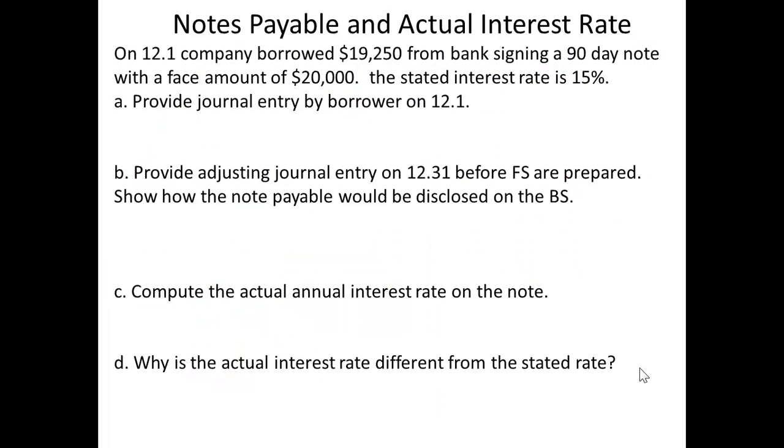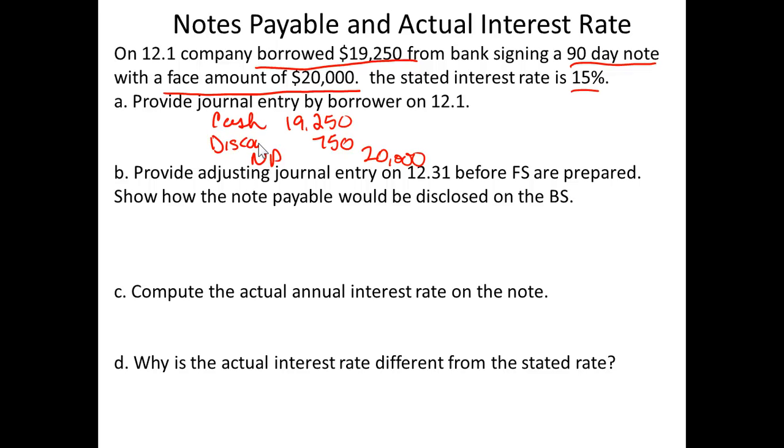Well, let's take a look at one more problem. Here we have a note, and notice we have a face of the note of $20,000, but we're only receiving $19,250 for a 90-day note at 15%. So when I borrow the money, I receive cash of $19,250, but I'm going to credit a note payable for $20,000. The $750 difference is the discount or the interest that I'm paying in advance of using the money.